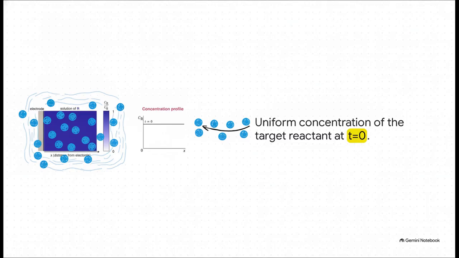Let's look at the exact moment right before we step the voltage, at time zero. What's super interesting here is the perfect uniformity. Before we turn the power on, our target reactant is perfectly and evenly distributed throughout the solution, sitting flush against the very edge of the metallic electrode surface.